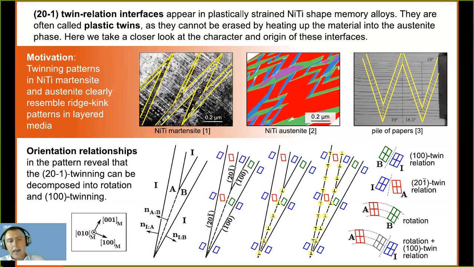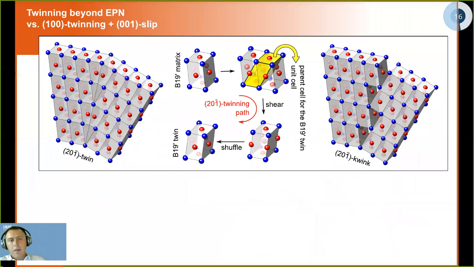Surprisingly, this is exactly the same shape strain, exactly the same relation between the two lattices. So just based on the orientation relationship analysis, we cannot tell whether the interfaces are twins or kwinks, but there are some indications that maybe the kwinking is more probable here, because let us now see how one can get these interfaces. The twinning path is pretty complicated.